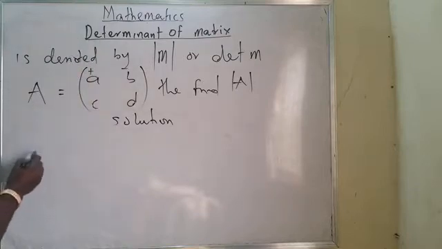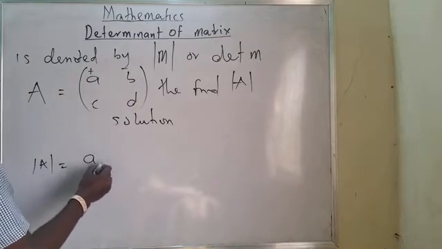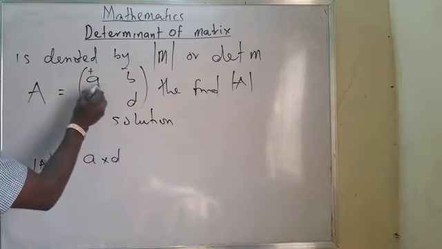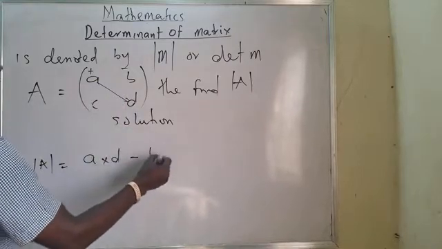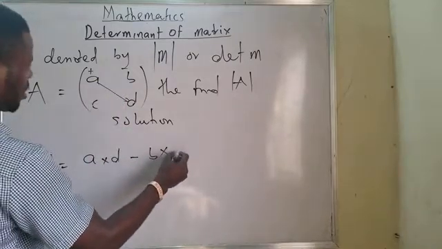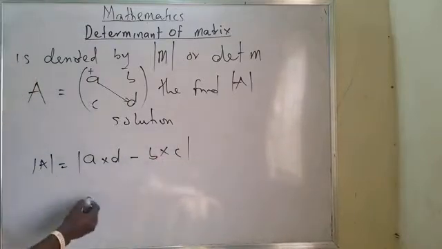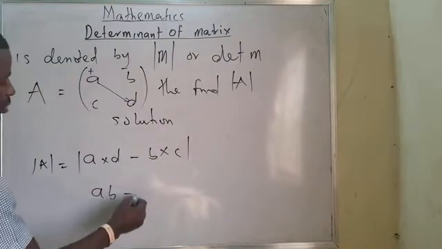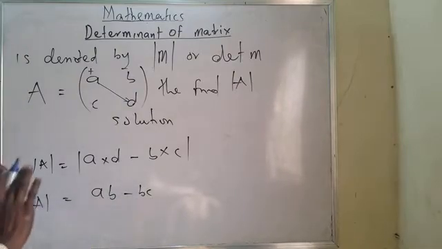It means I will be having determinant of A equals A multiplied by D. It will move like this, and minus B multiplied by C. Now, it means the determinant we are talking about is equal to AD minus BC. That is the determinant of A. That is very good.